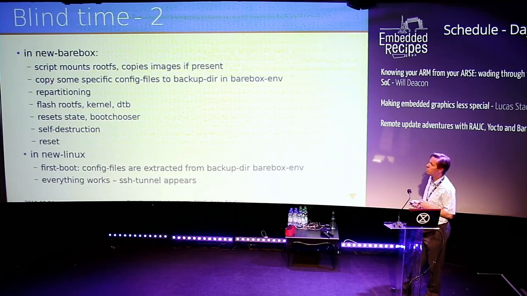The new Barebox will mount the rootfs and copy the images, rootfs, kernel and device tree to the RAM file system. It will also copy some specific config files as a backup in the Barebox environment. Especially in this case, it was the SSH port for the reverse tunnel, which was specific to each device. Then it will do the repartitioning. It will flash both rootfs and kernel and device tree. It will reset the state and reset boot chooser. It will self-destruct: it will move the script, and it will reset.